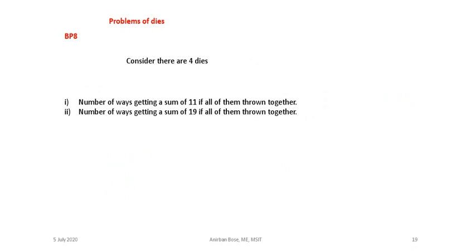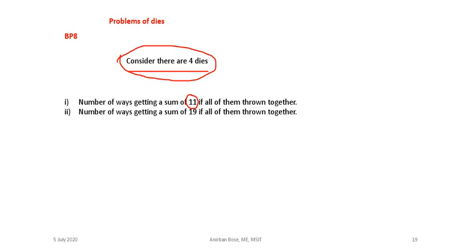Now the problem of dice. Consider there are 4 dice, and we want the number of ways of getting a sum of 11 if all of them are thrown together. I promised that I would consider this kind of problem, how to find the number of ways by which you will get a sum of 11. The general formula is finding the coefficient of x to the power r in the expansion of (1 plus x plus x square up to x to the power 6) to the power of the number of times it has been thrown, or the number of dice.